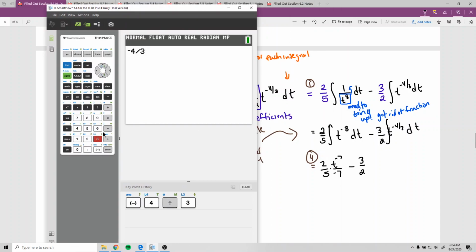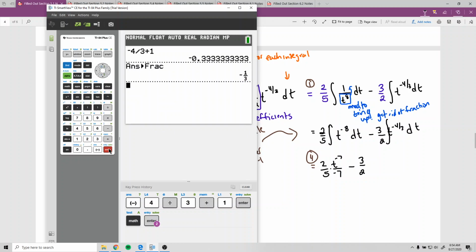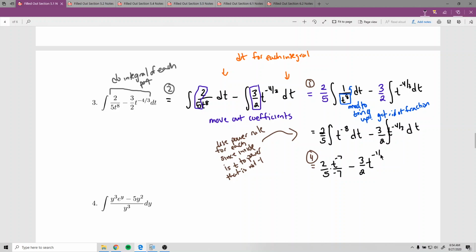-4/3 is our power. We want to add 1 to that. And if you want to change it to a fraction in your calculator, hit math, frac, and we get -1/3. Right? But if you write it out, just think about what we're doing. We're having -4, but since we're doing plus, we do +3 for the numerator. Whereas before, when we subtracted 1, we would do -3. So -4 plus 3 is -1 over our common denominator of 3. And then we're dividing by that new power.